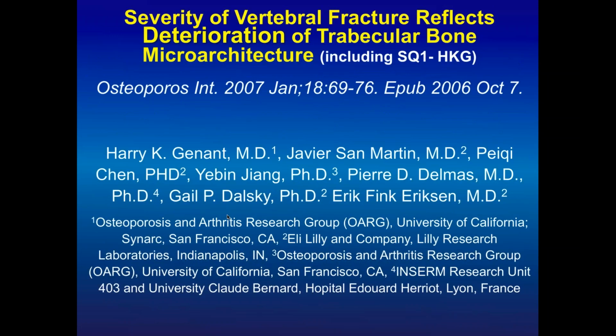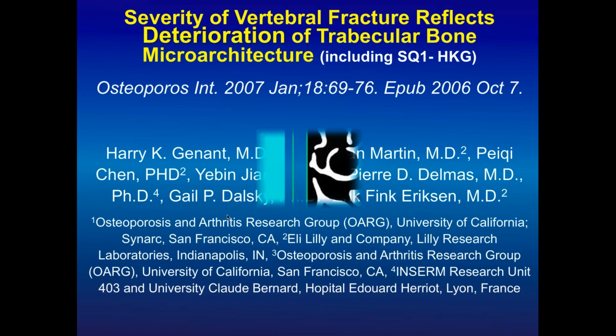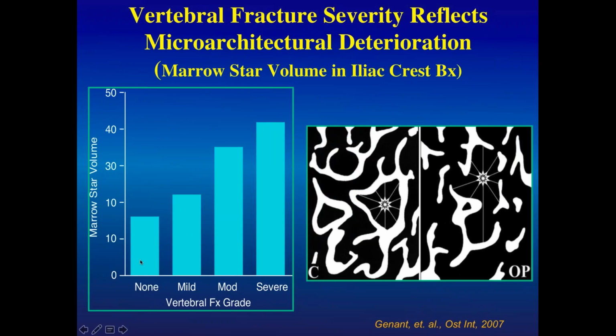Now, we published a number of years ago a study that examined the severity of fracture in relationship to iliac crest bone biopsies that had been obtained. This was from the study of the fracture intervention trial with teriparatide. What we were able to show is here, the baseline SQ grading: no fracture, mild, moderate, and severe. And this is one of the histological parameters, the so-called marrow star volume, which is essentially the size of the holes between the trabeculae. Most of the microstructural parameters from the iliac crest showed a relationship with the severity of the vertebral fracture.